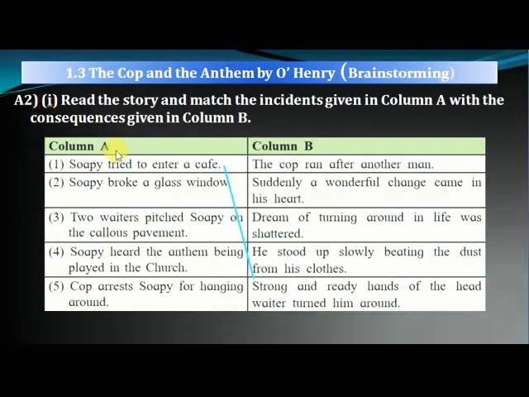Then Sophie broke the glass of the window. Then what happened? Then the cop ran after another man. We know that when Sophie broke the glass, a number of people came there, and he said, I am the person who broke the window, and the cop didn't believe him, and he thought that somebody else was doing that. So he started running after some other man.